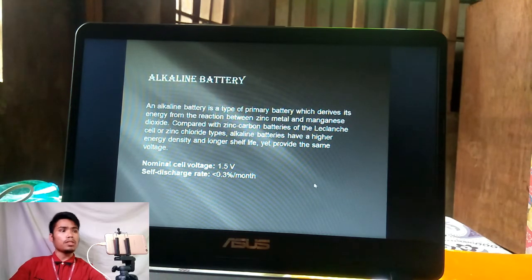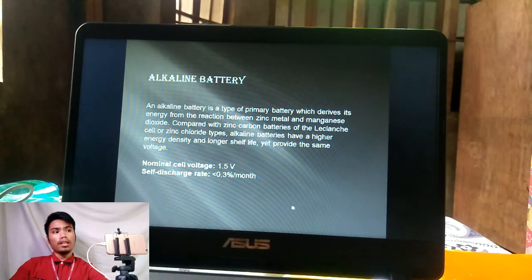Nominal cell voltage is 1.5 volts and self-discharge is 0.3% per month.